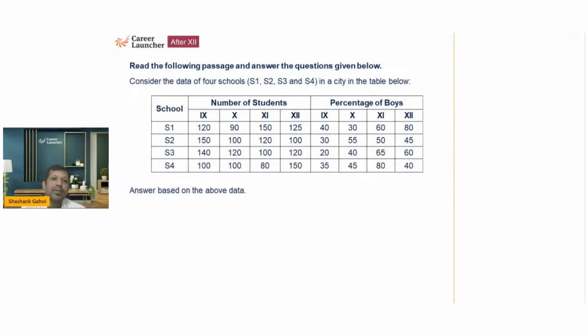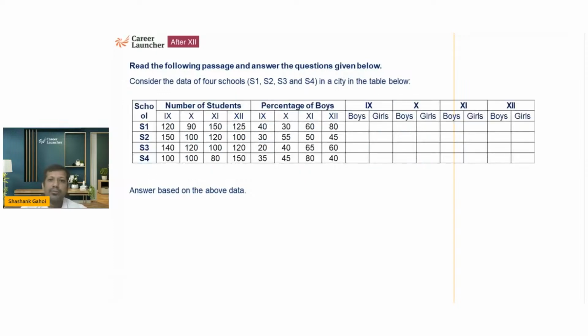Now this is something that is given to us. This is a table, and it is a question of data interpretation, and you need to read the data, and on this basis you have to solve 4 questions. Now it says in a school S1, S2, S3, S4, the number of students are given as 120, 90, 150, 125, and the percentage of boys is given in every school. Okay. And so basically I have already drawn the table.